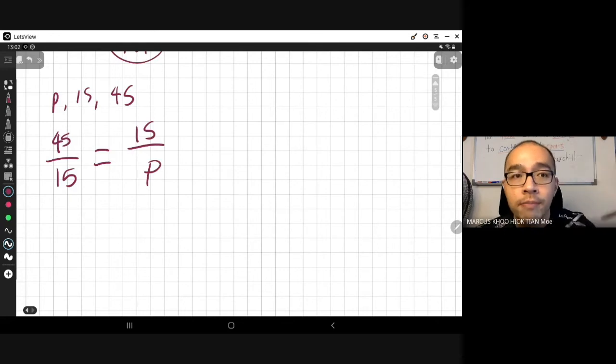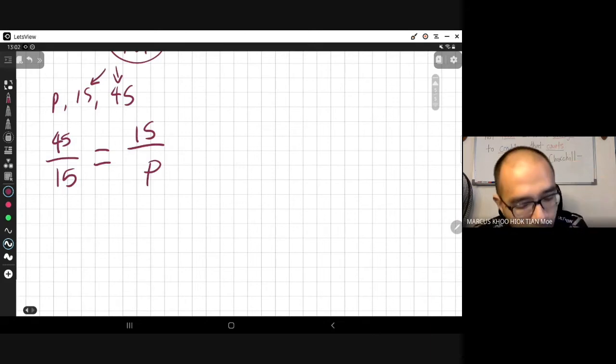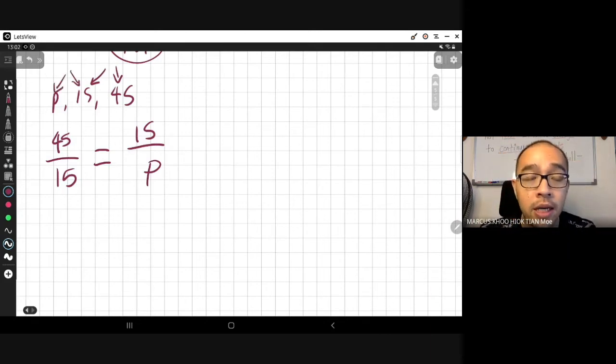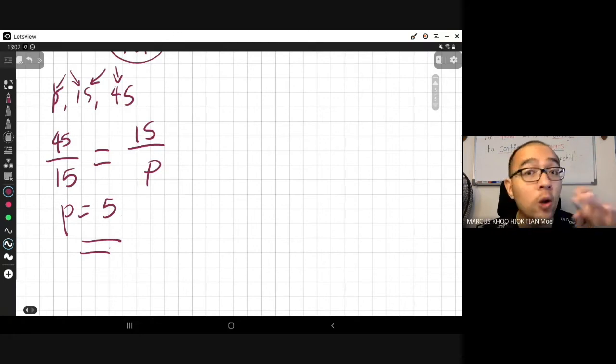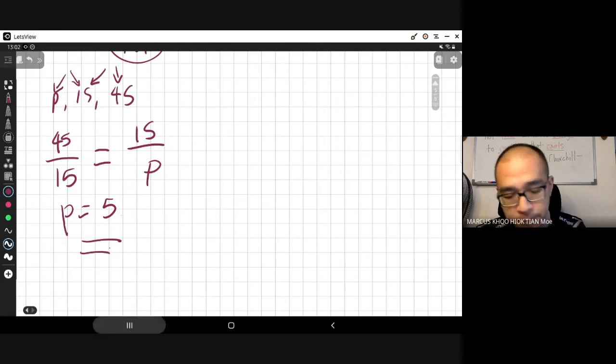The number after divided by the number before equals the number after divided by the number before. It is always the same number. So you get P equals to 5. Okay, moving terms, you will get P equals to 5. The number in front divided by the number behind is always the same, as long as they are in succession.